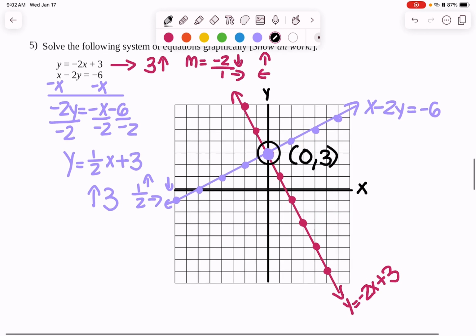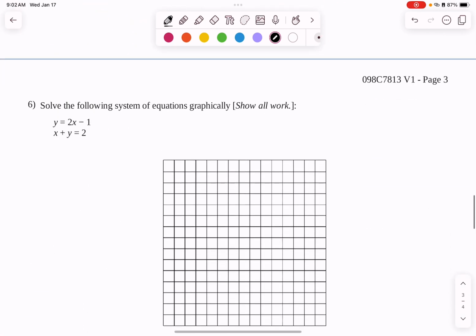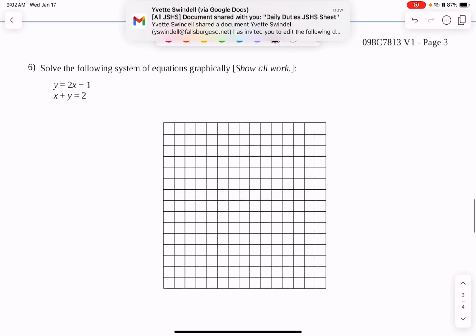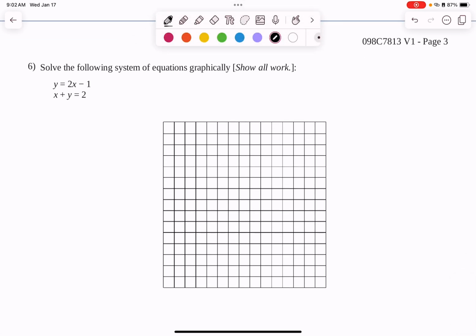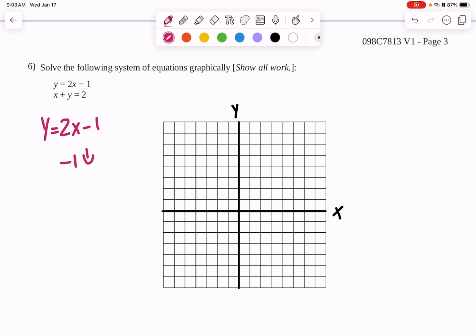All right, let's look at number 6. It's another graphing one. We want to get very good at graphing, so let's try this next one. Again, let me just make my x-axis and my y-axis. All right. It says y equals 2x minus 1. That means I'm going to start by going down 1. All right? Then my slope is 2 over 1. So I'm going to go up 2 to the right 1.